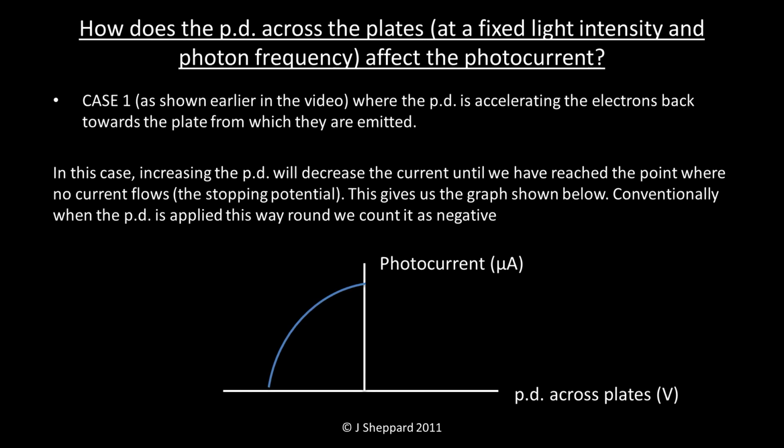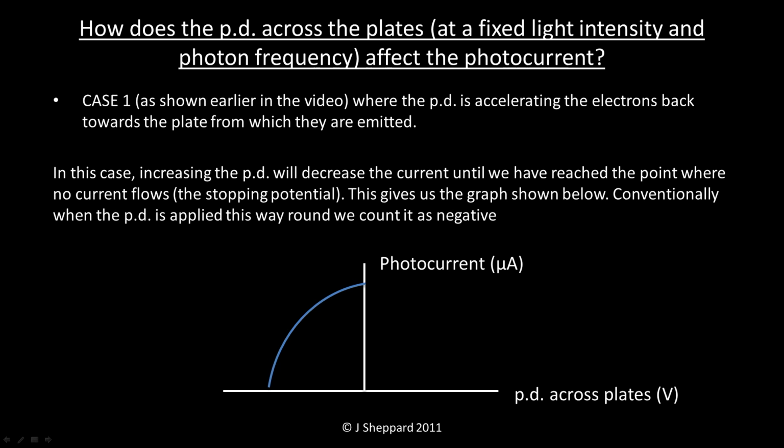The other graph that you might need to explain is the effect of the potential difference across the plates in the photocell on the photocurrent. Again, there are some slight complications with this, but our simplified picture looks like this. When we have the experiment set up as we did previously, where the potential difference is trying to stop the electrons getting across the gap, it's accelerating them back towards the emission plate, then as you might expect, and as we've already said, as we increase the magnitude of that potential difference, we decrease the photocurrent.